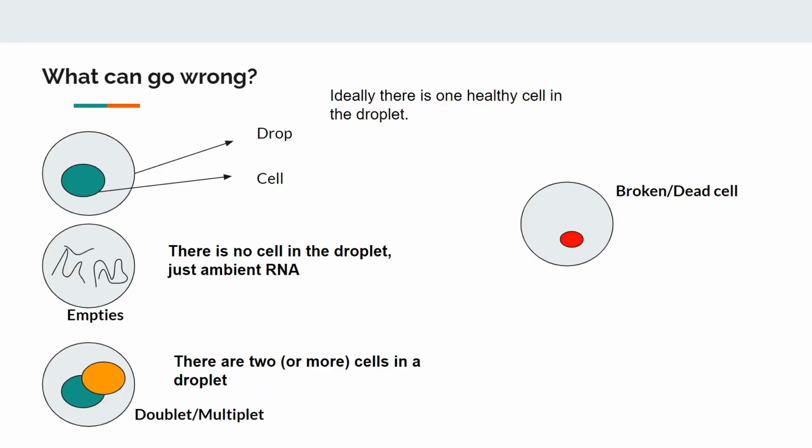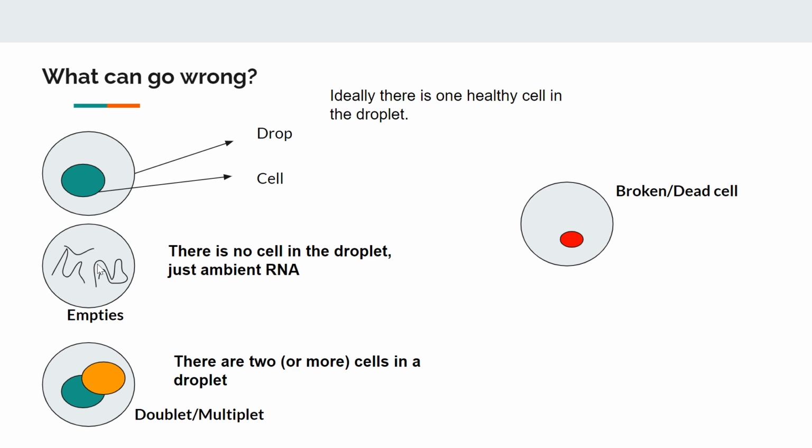First, let's see what can go wrong. In the ideal situation, in a particular droplet, one cell should be captured. Ideally there should be one healthy cell captured. That is the ideal scenario. But sometimes we get empties: instead of capturing a cell, the drop captures some floating RNA, or ambient RNA.